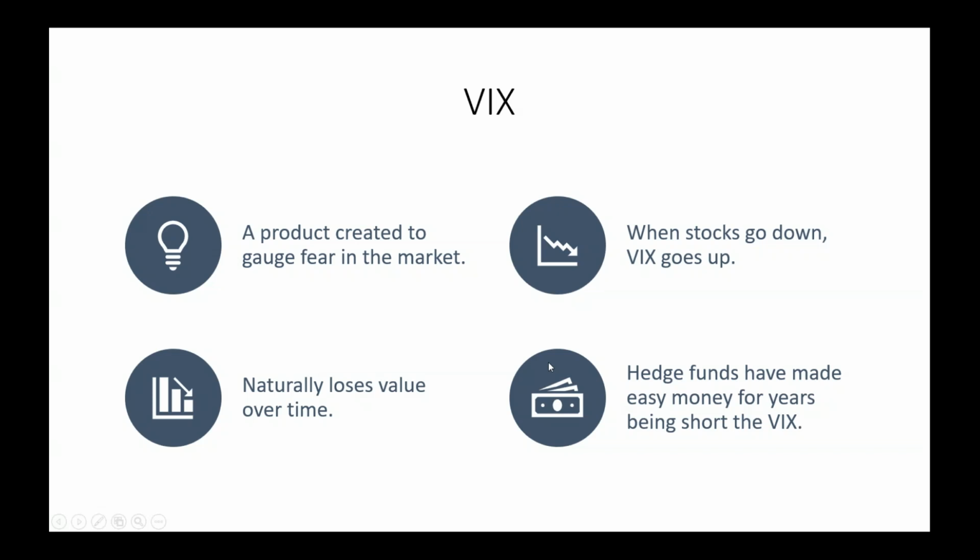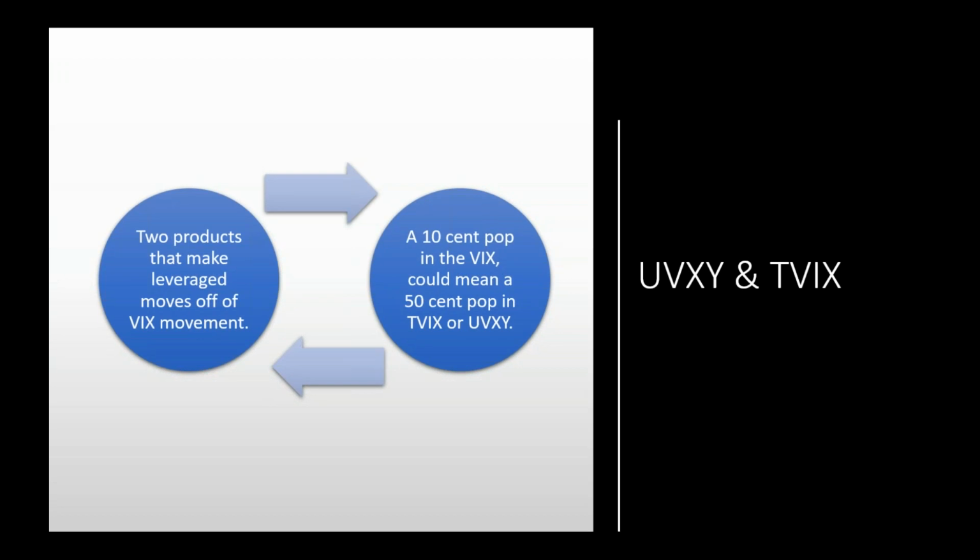But basically what happens is the VIX, because it naturally loses value over time, or I should say the products of the VIX naturally lose value over time, all you had to do was short the VIX. And 2 years later, you would have made huge money. And this is what I mean by that. So the VIX has two main products that I watch. There's actually probably 20, 25 products of the VIX that all move in different ways depending on what the VIX is doing. But UVXY and TVIX are the ones that I like to watch the closest.